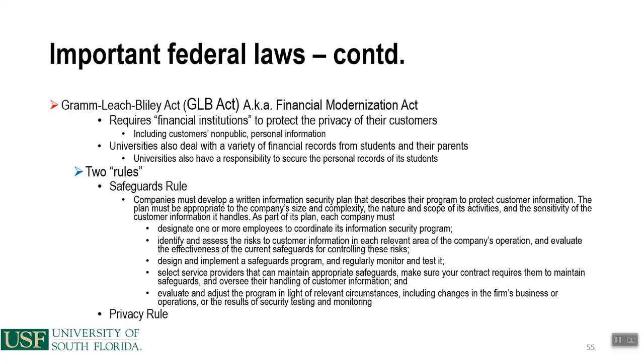Other ones are the GLB Act, known as the Gramm-Leach-Bliley Act, or the Financial Modernization Act. What it essentially requires a financial institution to do is protect the privacy of their customers. You can see why this would be so important in an information age. So in the case of Chase or Bank of America or Wells Fargo, making sure that they are actually protecting the privacy of their customers.